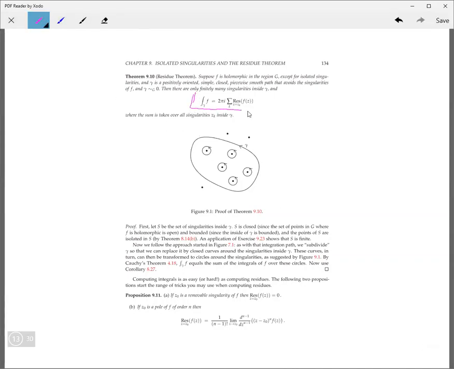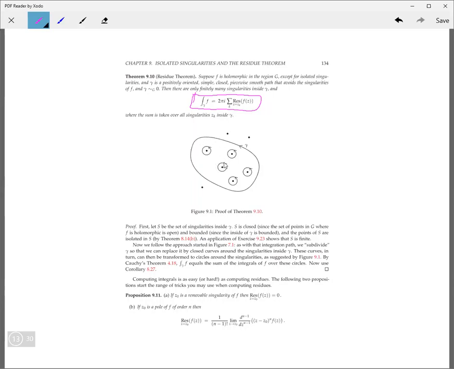So if F is holomorphic in a region G except for isolated singularities and gamma is a positively oriented, simple, closed, piecewise smooth path that avoids the singularities and is contractible to 0, then there are only finitely many singularities inside, and the line integral of F around gamma is equal to 2 pi i times the sum of the residues.